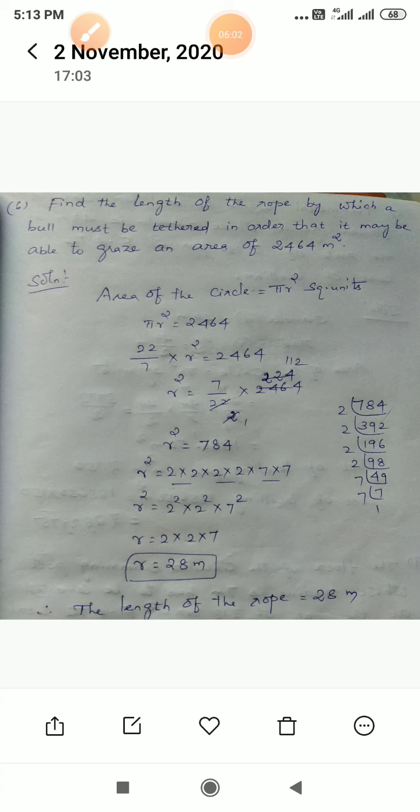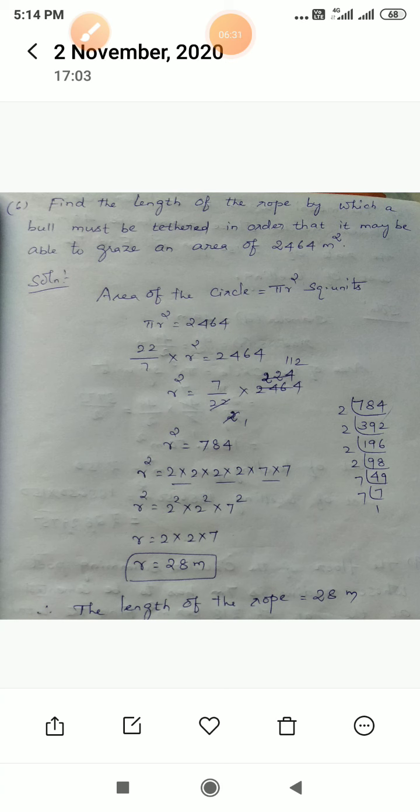But we have to find the value of r. So we split 784 into small factors using the division method. 784 divided by 2 table, we get 392. And again we divide 392 by 2, we get 196. And divide 196 by 2, we get 98. We divide 98 by 2 table, we get 49.